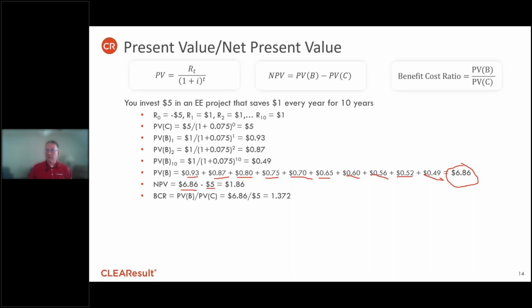$5 was our cost. We subtract that out. The net present value then is $1.86.